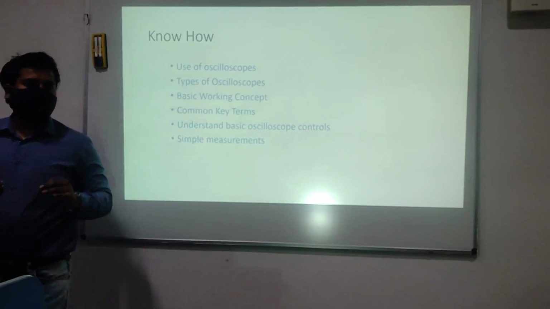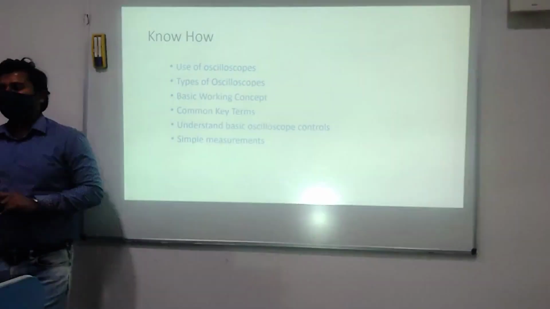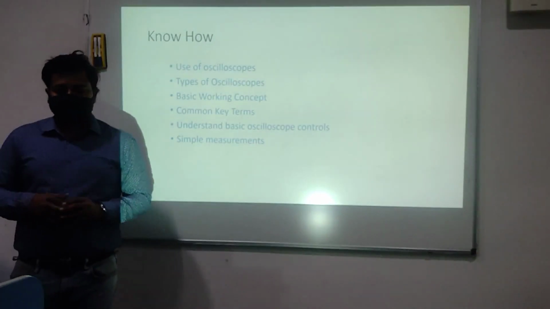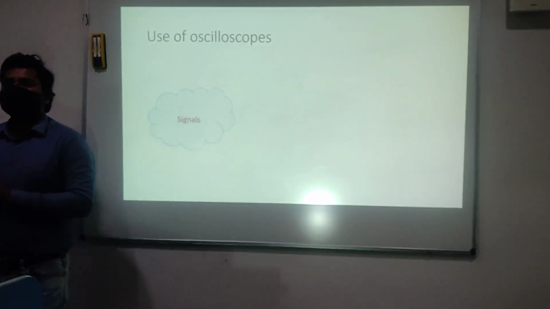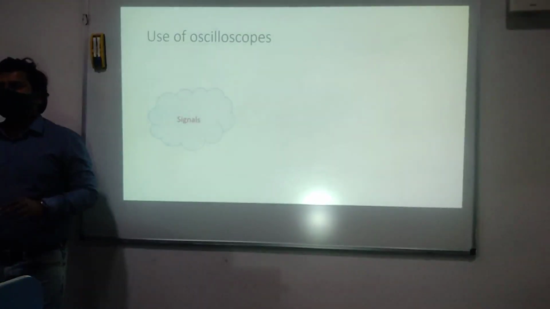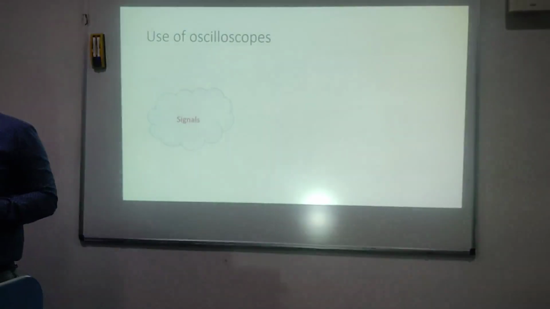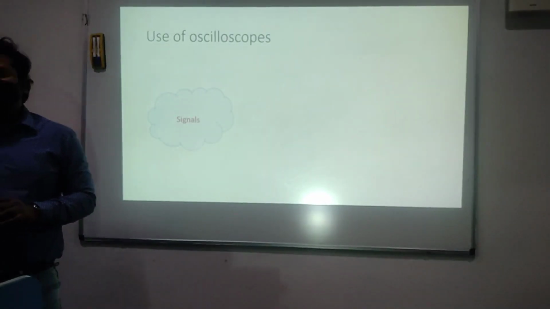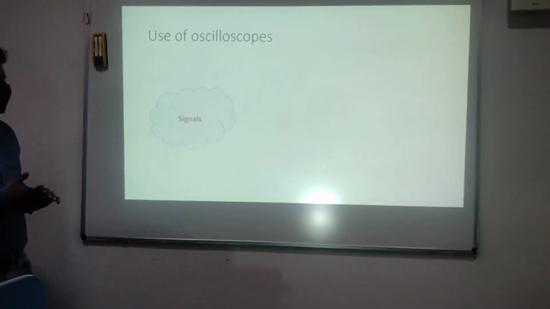So why oscilloscope? What is this oscilloscope? What happens in nature? We have a lot of signals, right? This light signal, this temperature. There are other signals as you have seen. If you drop some stone in a sea or a river, you will have some sinusoidal waves. So these are the different kinds of signals.